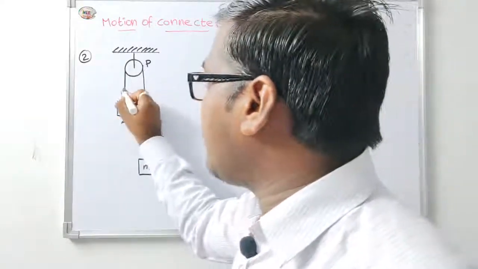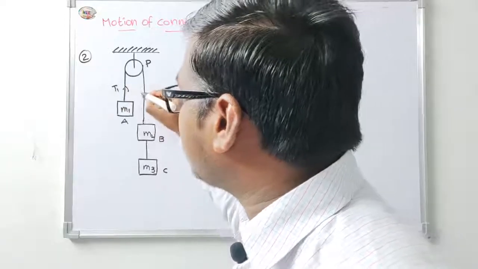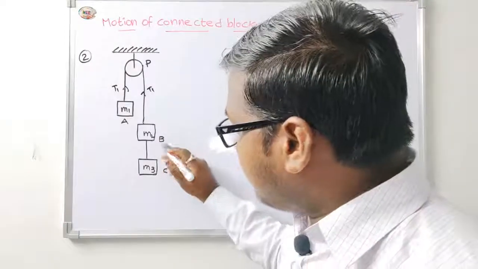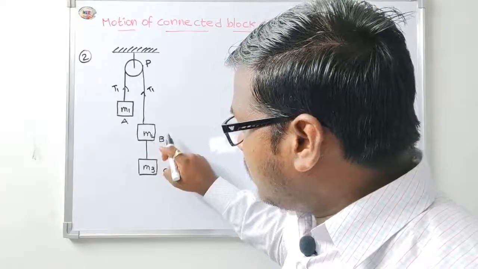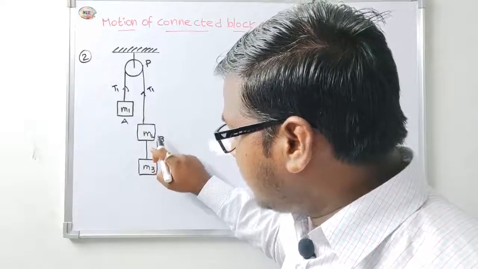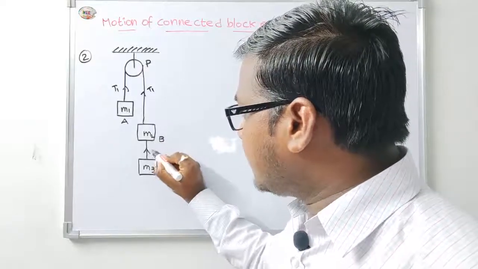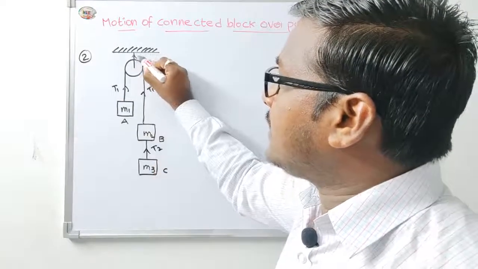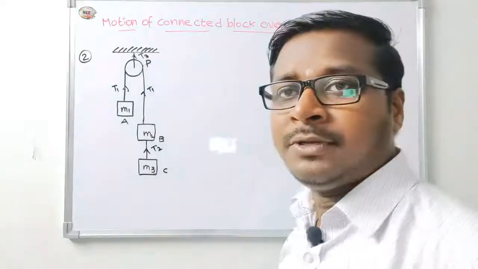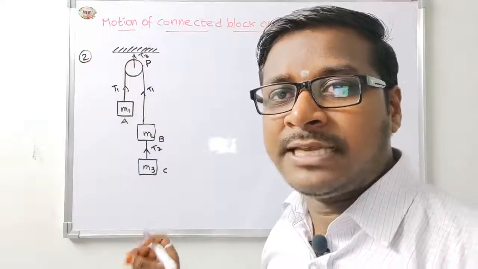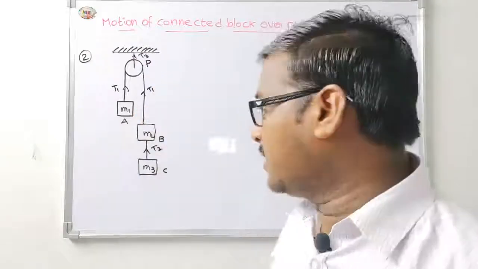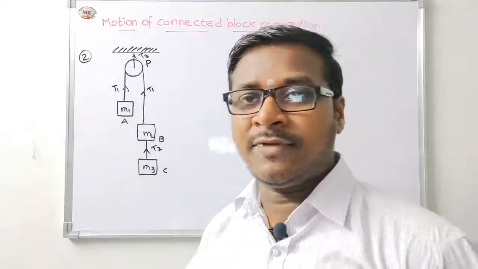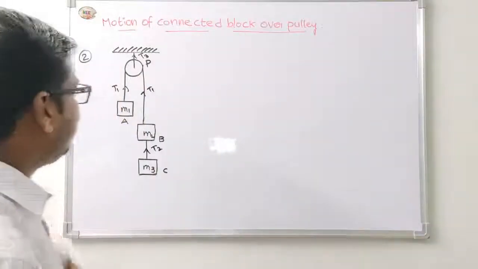This is T1, the tensional force, this is also T1. Next, M2 and M3 are connected with a string, that is the second tensional force T2. And one more, this is T3. Three types of tensional force are acting in this system. Then find out T1, T2 and T3, and also the acceleration. So we discuss one by one.